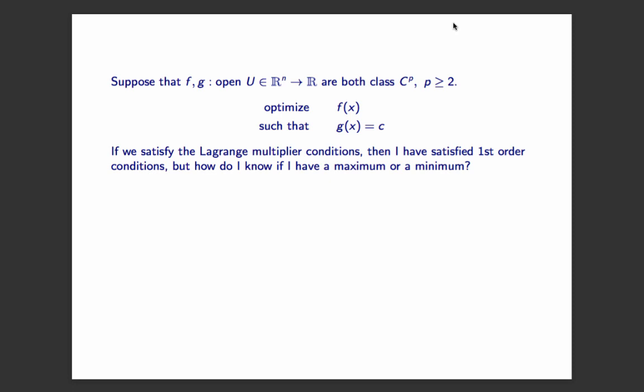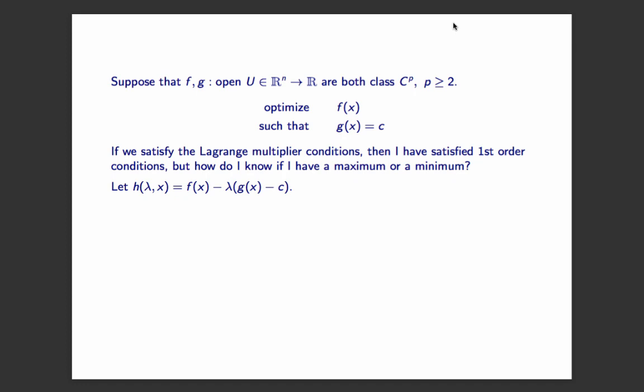So in the last example, I found a point that satisfied the Lagrange multiplier condition, but how do I know that it really represents a maximum of my objective function, which is the volume, subject to the surface area constraint? Well, let's consider this problem. Suppose f and g map an open set in Rn to R. Both are class C^p, where p is at least 2. And suppose that I've satisfied the Lagrange multiplier conditions. Then have I found a maximum, a minimum? Neither.